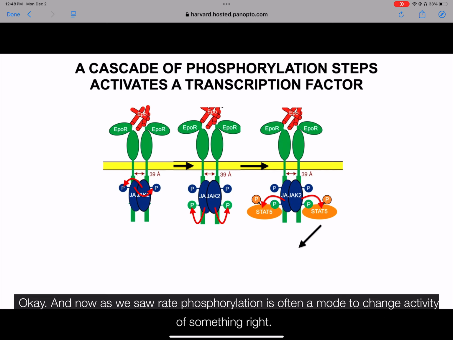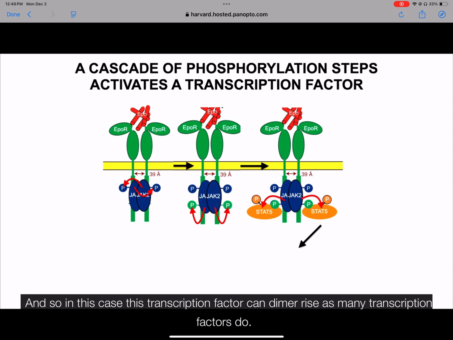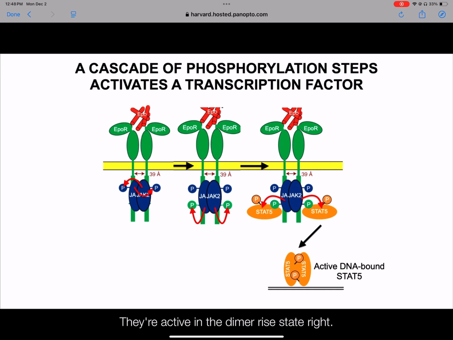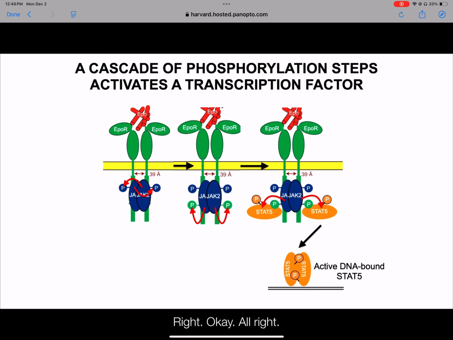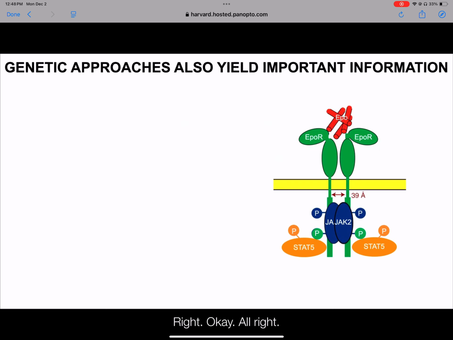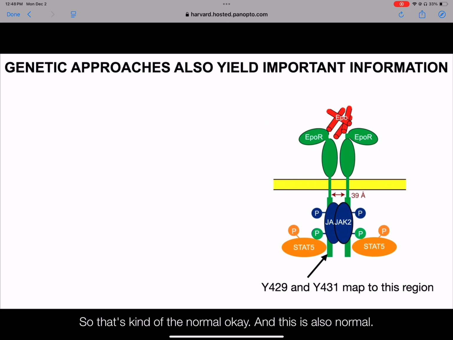And now, as we saw, phosphorylation is often a mode to change the activity of something, right? In this case, this transcription factor can dimerize, as many transcription factors do. They're active in the dimerized state, right? And now it can bind DNA and change transcription of genes to push these progenitor cells toward becoming red blood cells, right? Okay. All right. So we're going to think about a different part of this. That's the normal, okay?